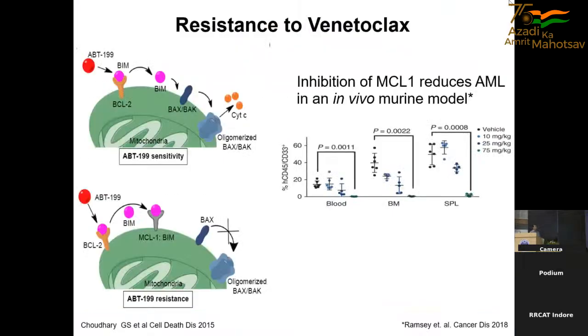So when venetoclax removes the pro-apoptotic protein, it induces the apoptosis, but in the resistant cells, this pro-apoptotic protein is captured by MCL1. So now apoptosis is again inhibited. And there is a study which has shown that MCL1 inhibitors actually reduce the leukemic burden in human AML xenografts.